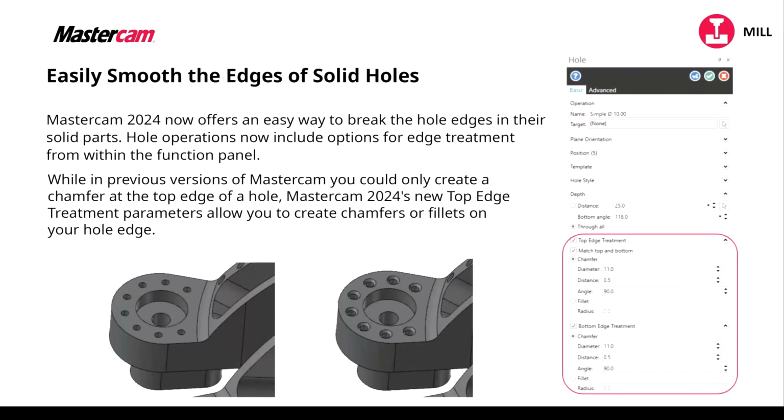New for 2024, you can specify edge treatments for the top and bottom of your hole right in the solid hole operation. Fillets have also been added as an option for more flexibility. Previously, you could only chamfer a solid hole when creating it. We can also choose independent edge treatments for the top and bottom of a hole, or use the match top and bottom box to use the same chamfer or fillet for both sides.